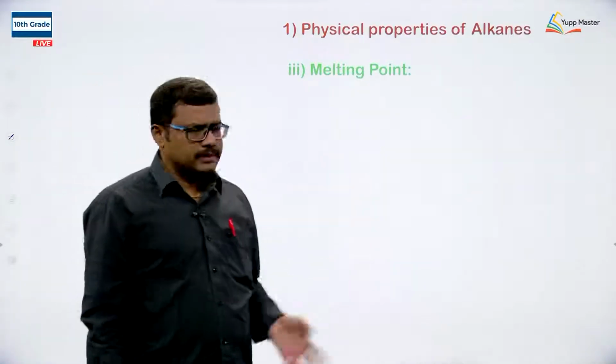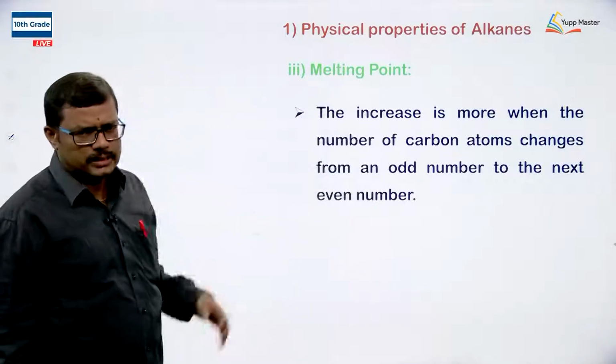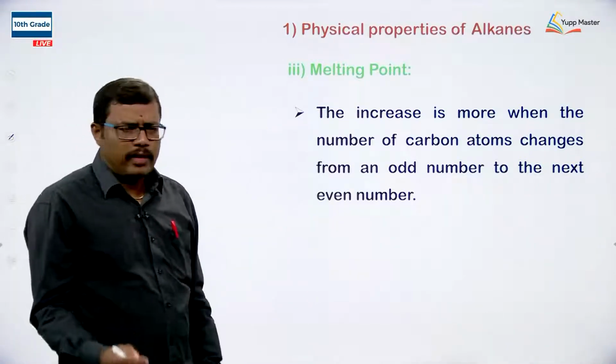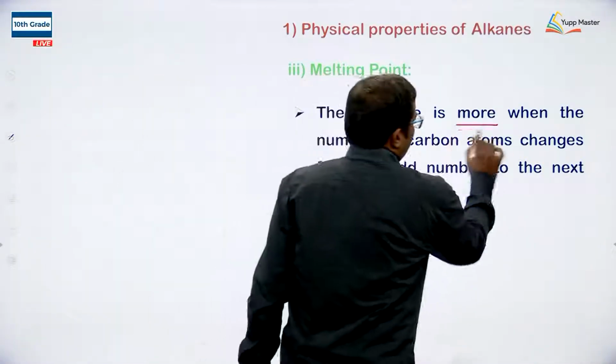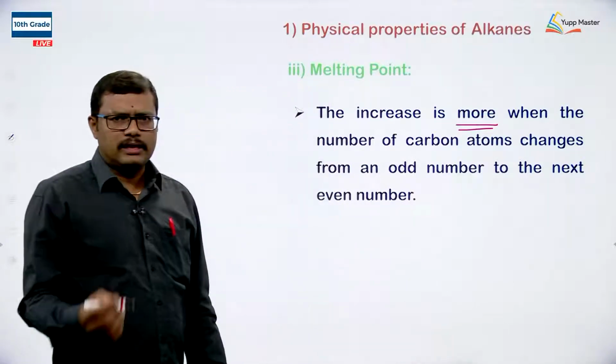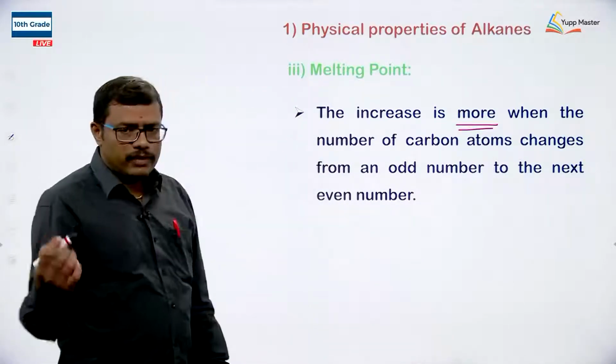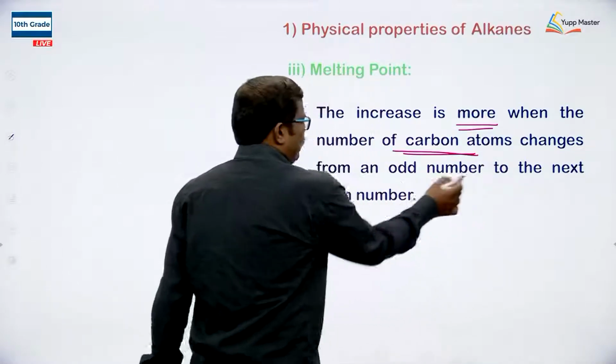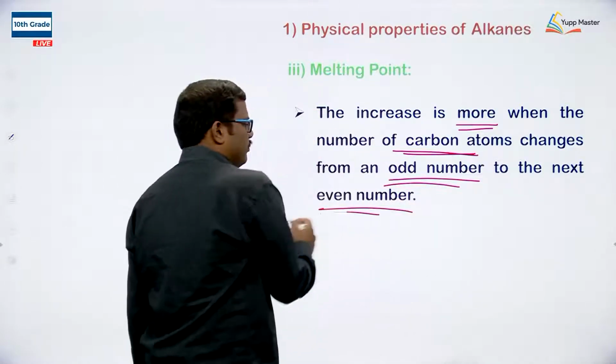Then how is it increasing, how is it decreasing, how is it fluctuating? The increase in the melting point is more when we are moving from an alkane having an odd number of carbons to an even number.